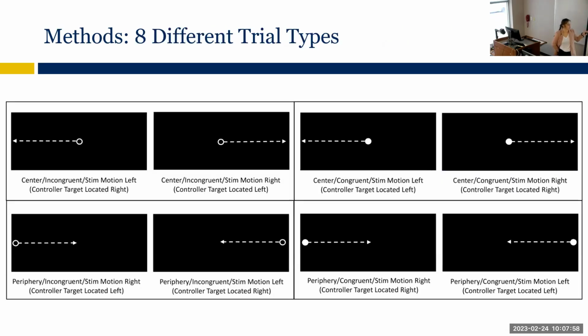So there were 8 different visual stimulus types. There was a congruent circle or an open circle. With the filled circle, you would move in the same direction that it was going, and with an open circle, you'd move in the opposite direction. The circles either appeared in the middle or appeared from the peripherals, and they either moved left or they moved right.